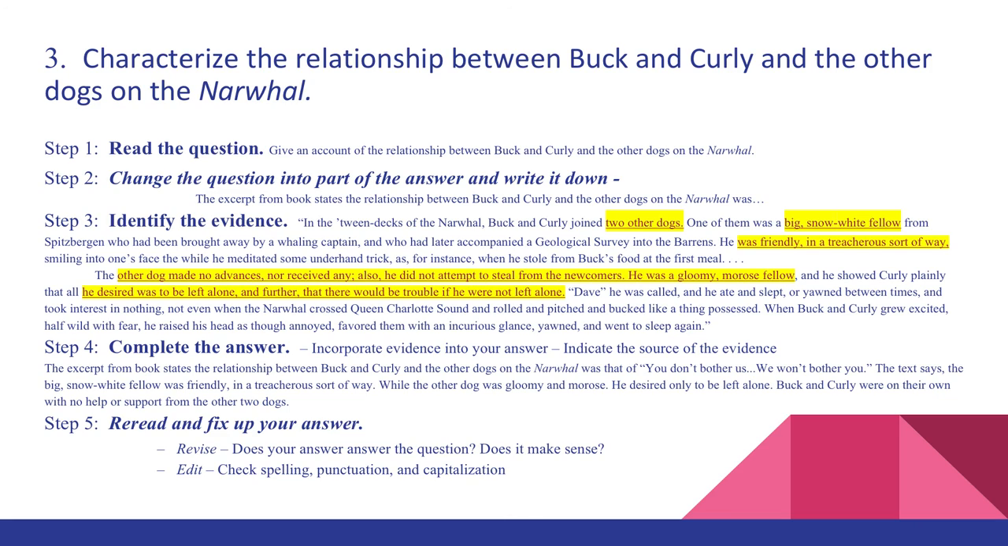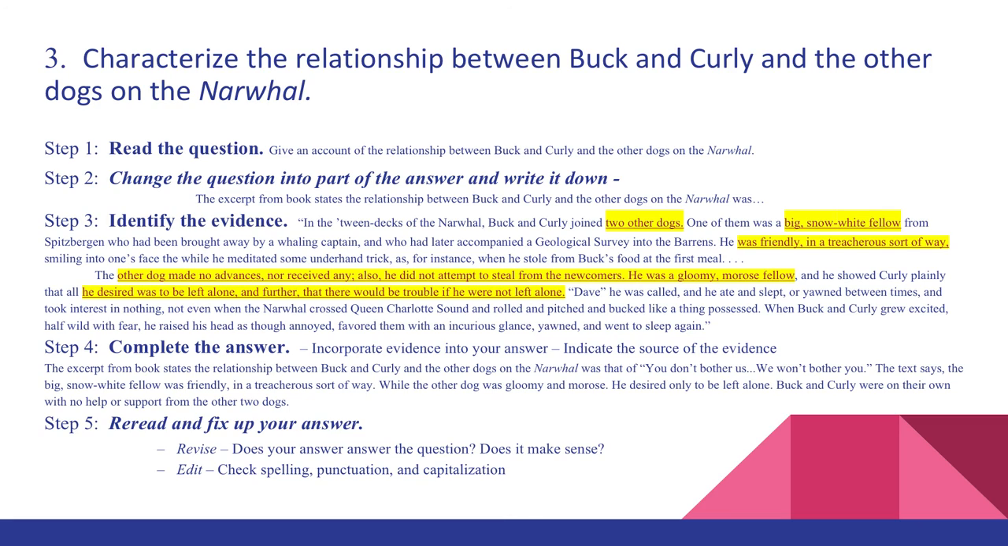The text says the big snow white fellow was friendly in a treacherous sort of way, while the other dog was gloomy and morose. He desired only to be left alone. Buck and Curly were on their own with no help or support from the other two dogs. Okay, so now step five says to reread and fix up our answer. So does it answer the question, and does it make sense? And how's my spelling, punctuation, and capitalization? Okay, so I indicated the evidence. I used my quotes correctly. Commas, capital letters. Okay, spelling looks good. So then I can submit that answer.